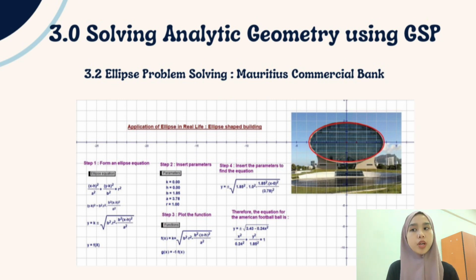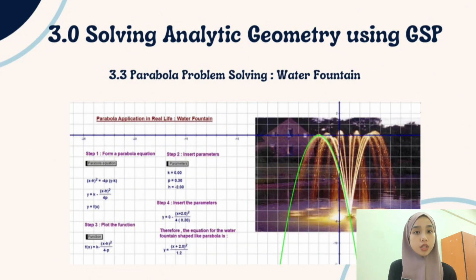And then here we have the parameters: center is (0, 0), p equals 1.85, a equals 3.78, and r equals 1. And therefore the equation for the Mauritius Commercial Bank is x squared over 0.24 squared plus y squared over 1.85 squared equals 1. And the third problem solving is the water fountain.